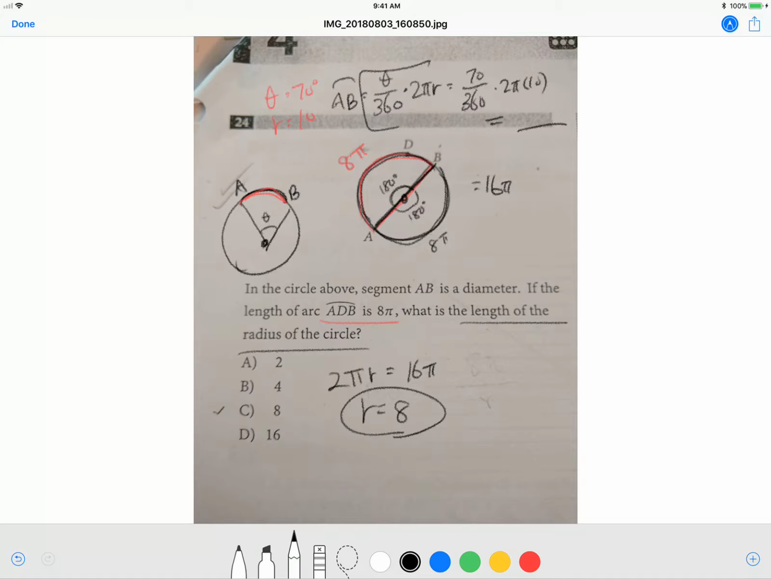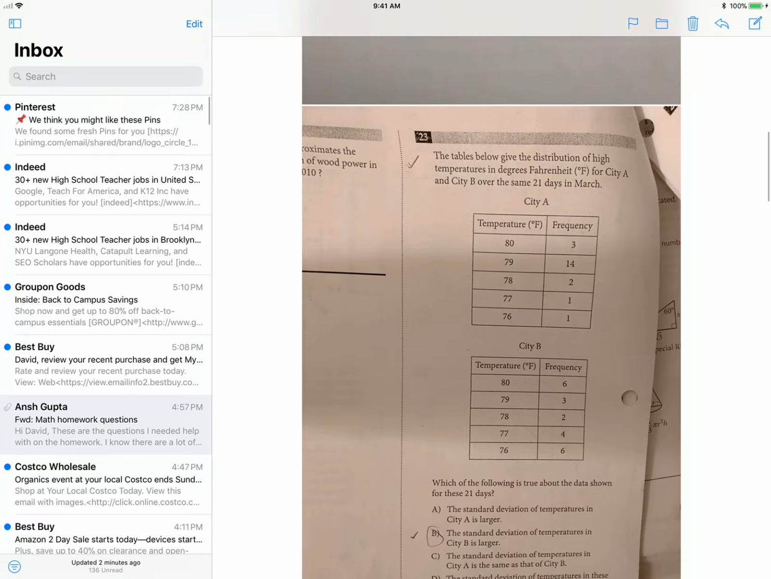So this right here is what's important. For this problem specifically, the central angle is 180 degrees. So if you plug it in, it's just going to be simply 1/2. This part right here is going to be 1/2 of the circle. So its circumference is 16 pi. Okay? All right, so that one was very easy.